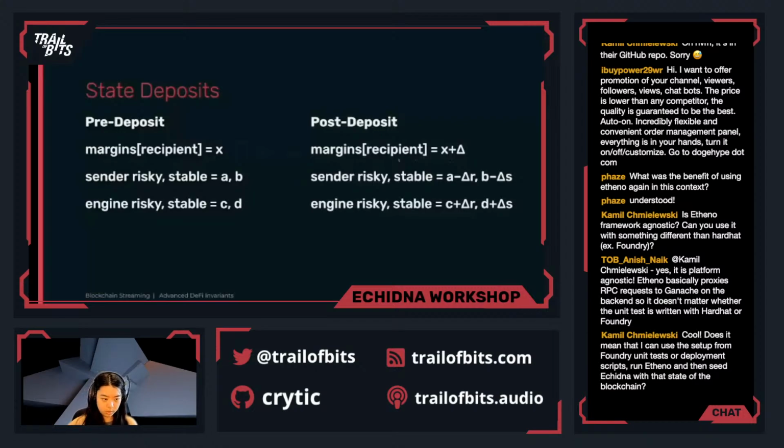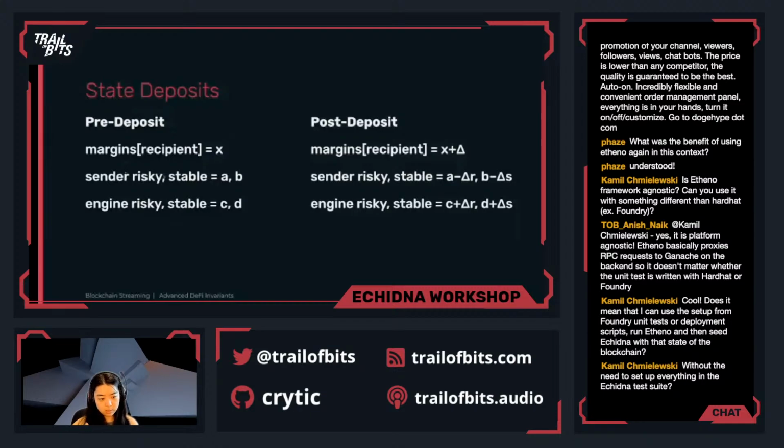Basically, margin should increase for the specified recipient. The sender is the contract that's going to be sending risky and stable tokens into the engine, which means after the deposit's done, the sender's risky and stable balance should have decreased by the amount that a user wanted to add.